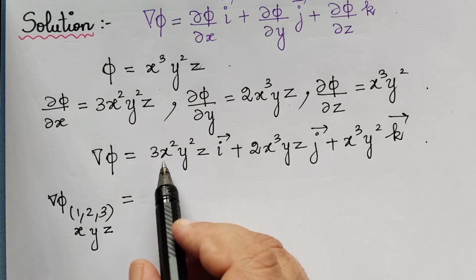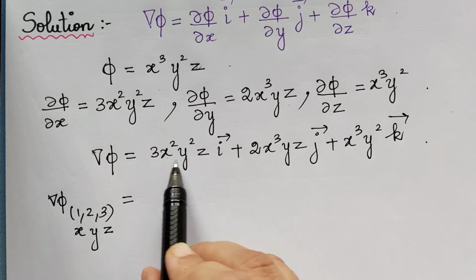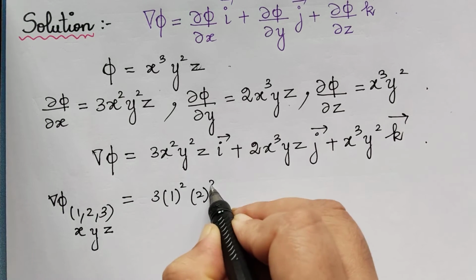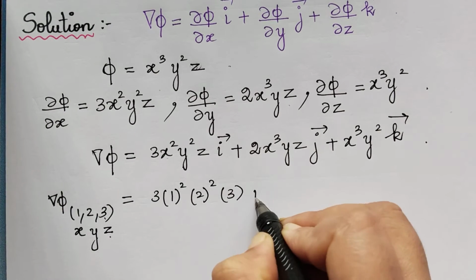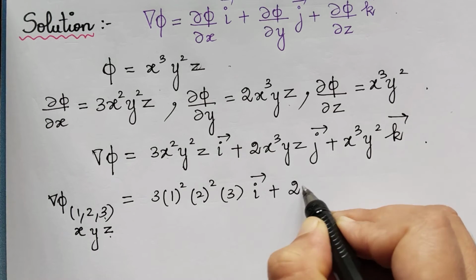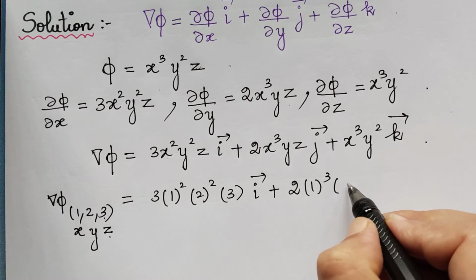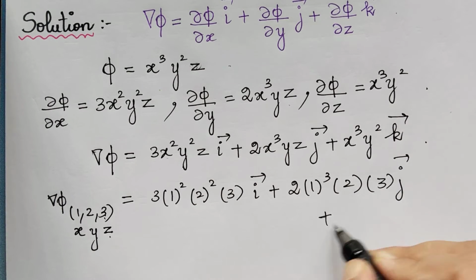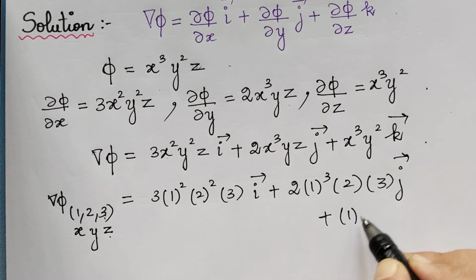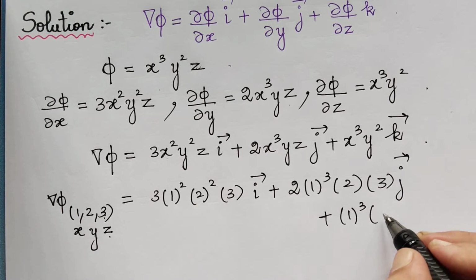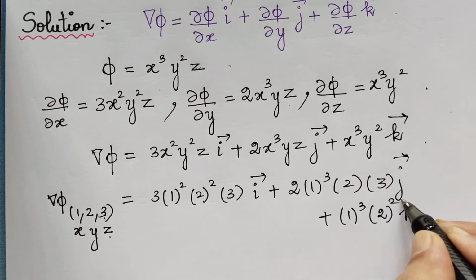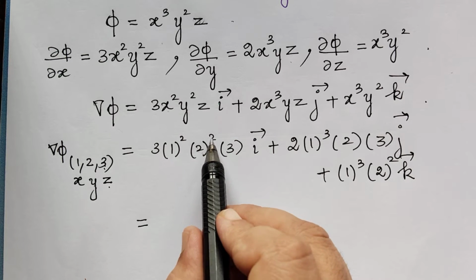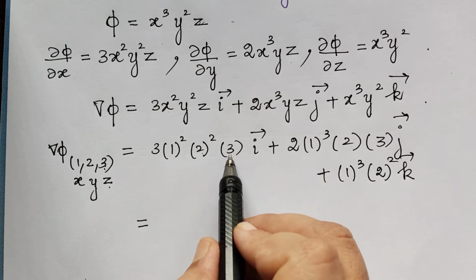3. So when we do so, here it is 1. So 3 multiplied with 1 square, and then y is 2, so 2 square multiplied with z is 3 i vector plus 2 multiplied with 1 cube, and y is 2 and z is 3 j vector plus we have x cube, so that is 1 cube, y square is 2 square k vector, and so this is equal to, so we know that 2 square is 4, and this has to be multiplied with 3.